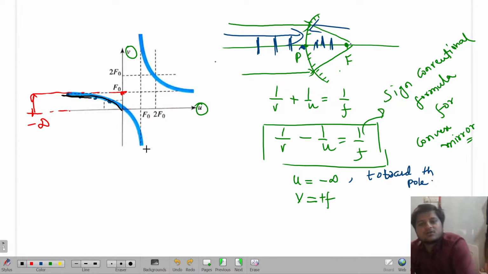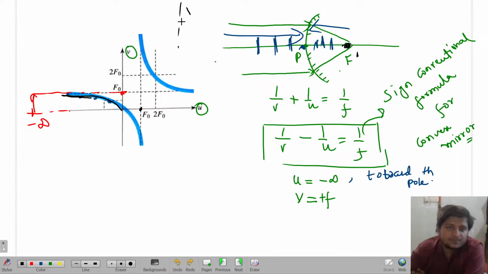Yes, sir. Now the next thing is what is going to happen if you place the virtual object over here. Try to understand. If I place my virtual object at the focus, what is going to happen? Image will be formed.